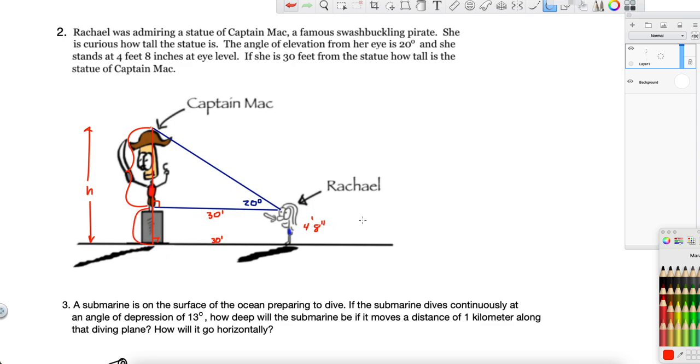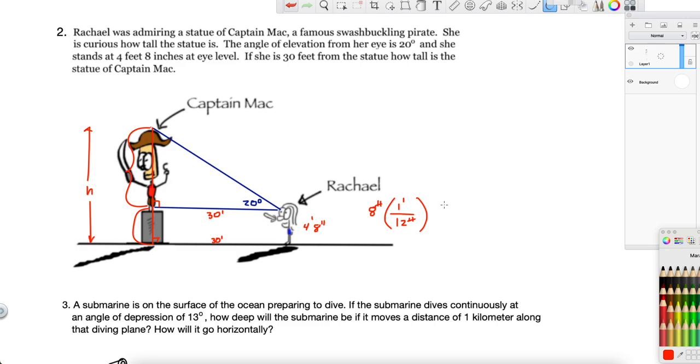Now, I don't really like a mixed unit here. Let's put this all in feet. I know 8 inches can convert into feet by multiplying a unit conversion by 1 foot over 12 inches. And then the inches cancel.